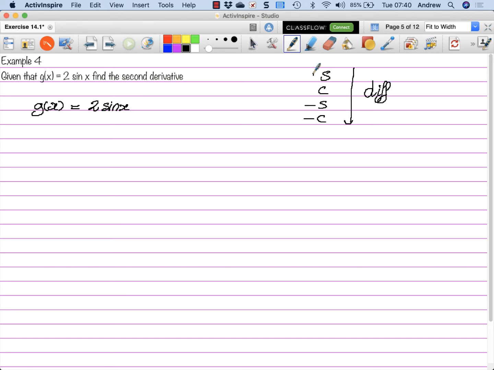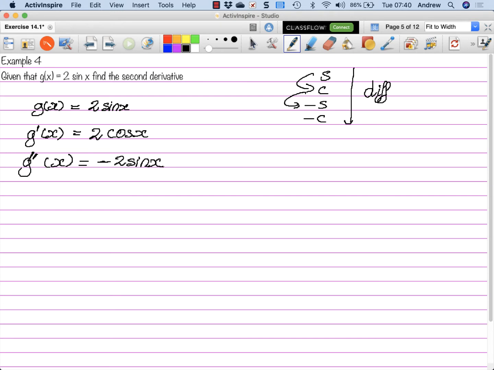So when I differentiate a sine, it becomes a cos. So g dashed x, this is a basic sine function, so it becomes 2 cos x. I'm now going to differentiate it a second time. And please note, I didn't say it earlier on, but when you're differentiating twice, you will use double dash notation. And of course, the differential of cos is minus sine. So this is now equal to minus 2 sine x.